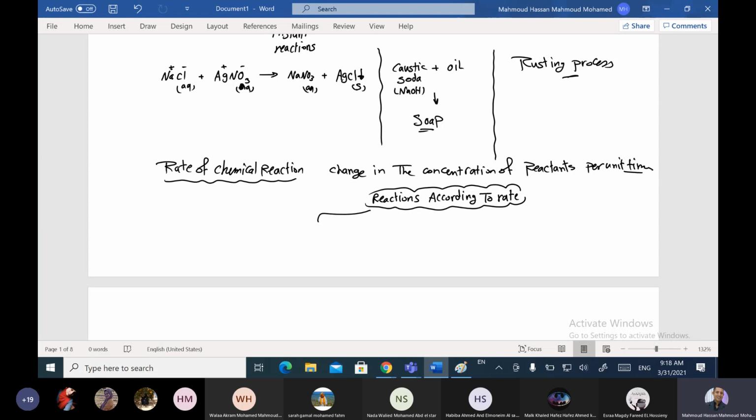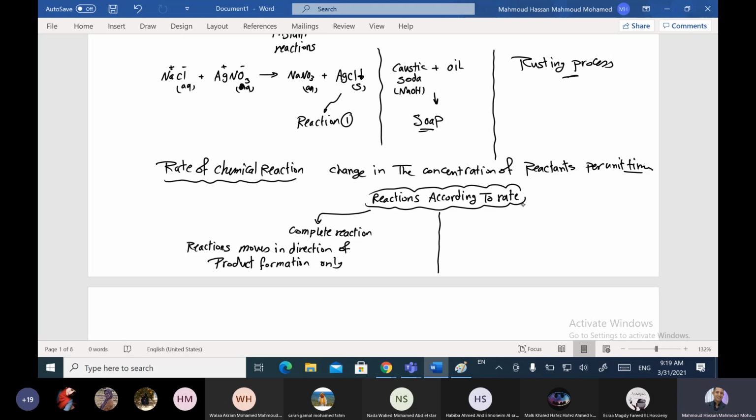Firstly, you will find the complete reactions. The complete reaction only moves in the direction of product formation only, like the reaction of sodium chloride with silver nitrate. This is an example of a complete reaction.